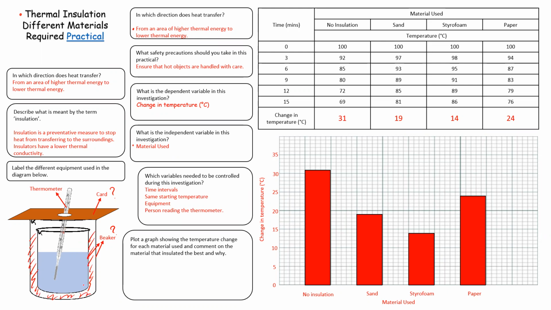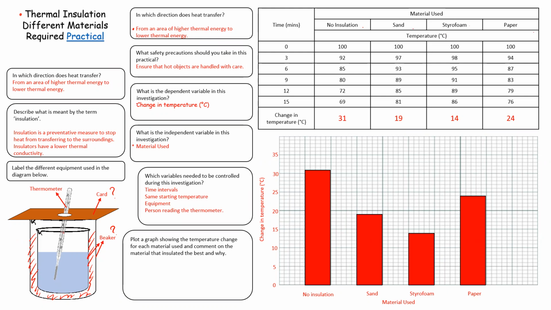The second beaker is one, to stop any spillage, but two, to enable you to put some insulation around it. It could be cardboard, cotton wool, or cloth, depending on what material you use. Here they've used no insulation, sand, styrofoam and paper.